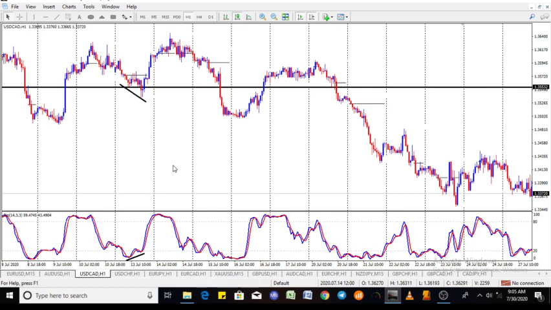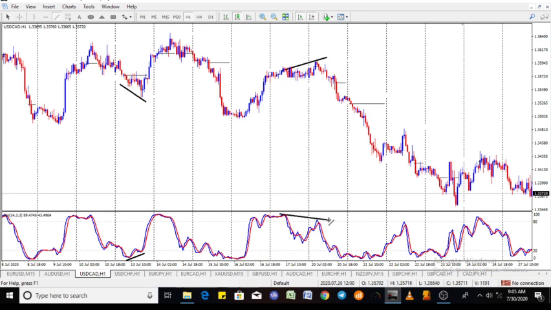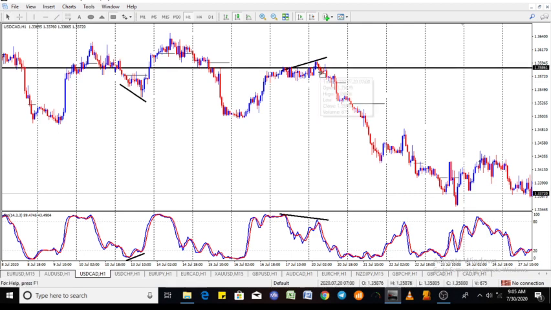Okay, then I will have this divergence. You got this divergence, right? Good. So we took our entry at the close of what? This candle, somewhere here. Boom. To where, we don't know.